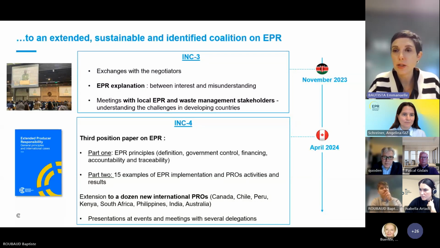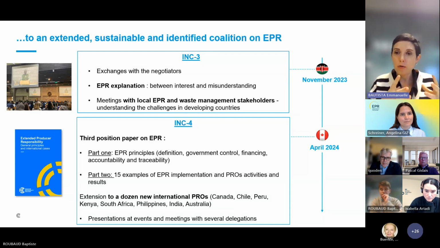We also had the occasion to meet local EPR and waste management stakeholders. So for example, KEPRO, the PRO in Kenya, and also some initiatives such as Mr. Green Africa, trying to embark waste pickers.